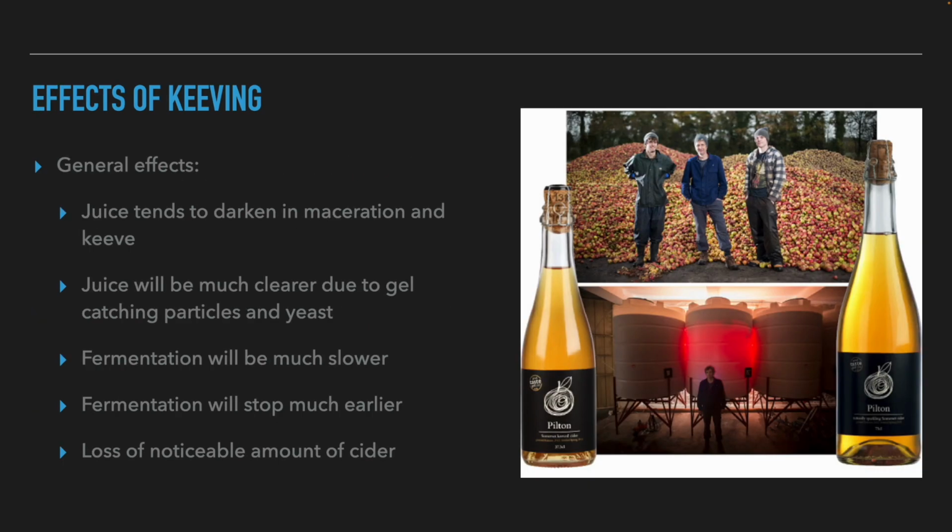And of course, now we'll move on to talk about the sensory effects of keeving on ciders. The juice becomes darker during maceration and keeving. Also, the juice becomes very clear because the gel catches particles and yeast. In addition, fermentation will be very, very slow and will stop sooner. And finally, since there are lots of rackings in the process, a lot of cider is lost.